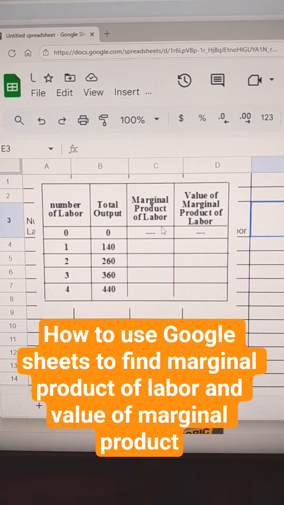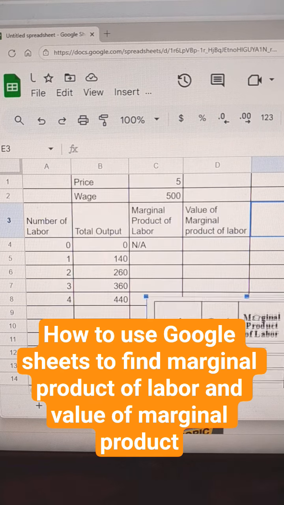Here we have a problem where we're trying to find the marginal product of labor and the value of the marginal product of labor. So we're going to do this in Google Sheets. Let me move this out of the way.